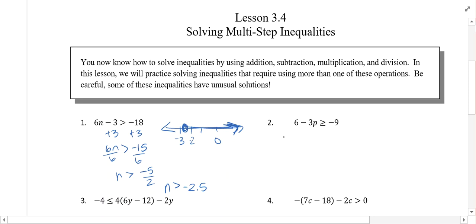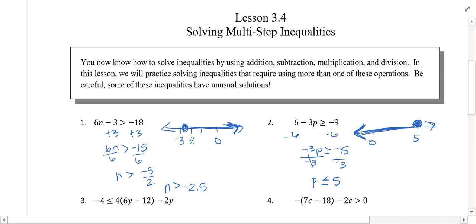Alright, number 2, we're going to subtract 6. So we get negative 15. Okay, so this we're dividing by negative 3. What happens? Yeah, your sign has to flip. Alright, so this is going to be a closed circle, and we're going to the left.